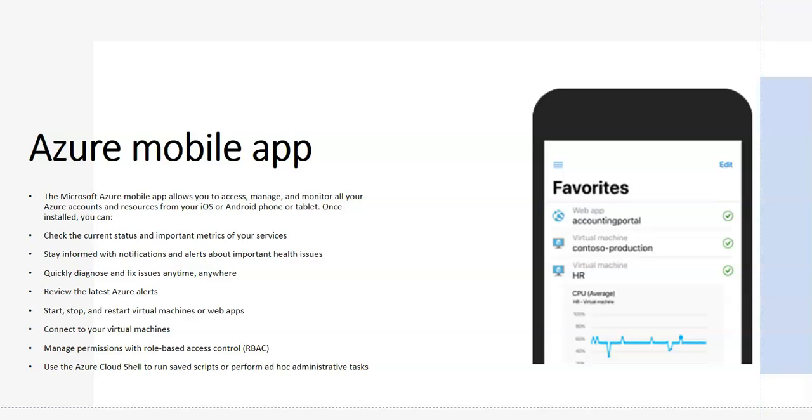You can check the current status. You can stay informed with notifications and alerts about health issues. You can quickly diagnose and fix issues anytime, anywhere from your mobile app. You can review the latest Azure alerts. You can start, stop, and restart virtual machines or web apps. You can connect to your virtual machines. You can manage permissions with RBAC. Use the Azure Cloud Shell to run saved scripts or perform ad hoc administrative tasks. So anything that you can do with the Azure portal, you can install the Azure mobile app on your phone and use it to access your Azure resources.